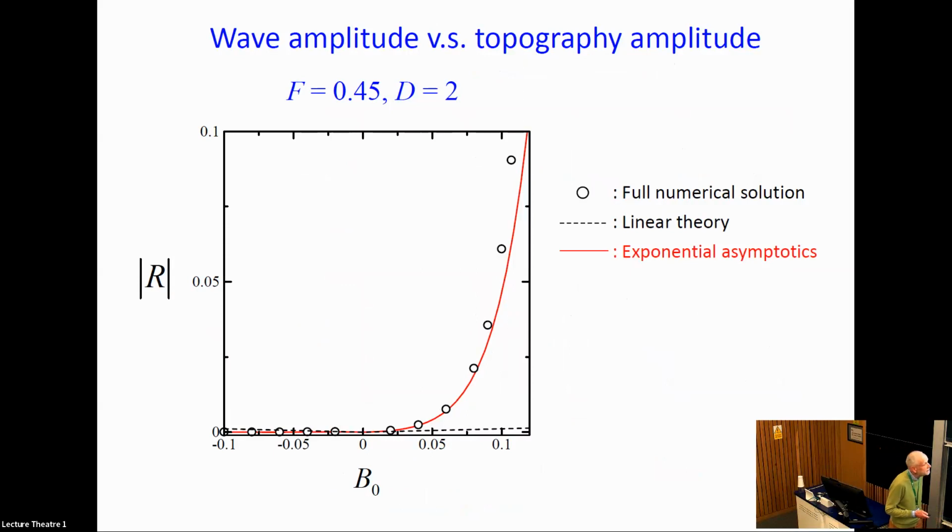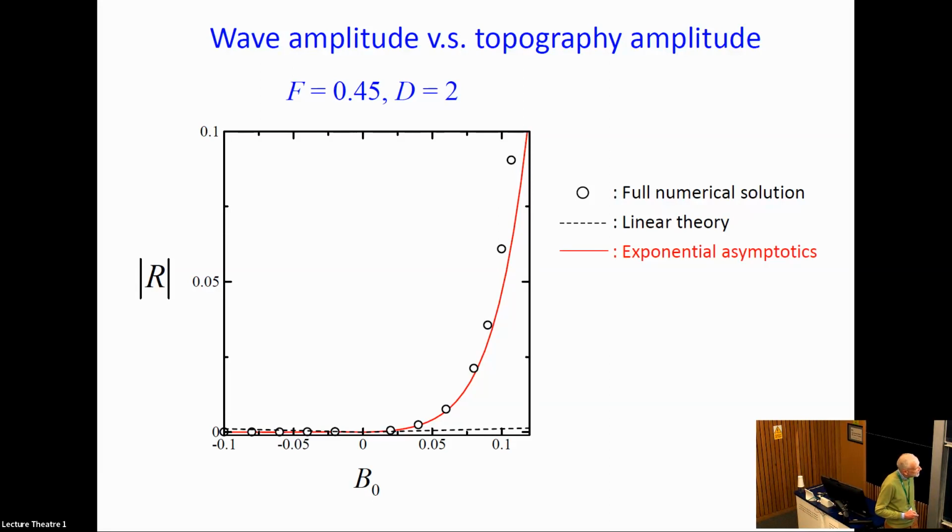More interestingly, here this shows the wave amplitude versus the topography amplitude, again for Froude number 0.45 and depth parameter 2. This is the magnitude of the response, the amplitude, as a function of the amplitude of the forcing, here positive, negative. So hills here, valleys here. And you can see the linear response in this scale is down here. It's almost 0 in this scale.